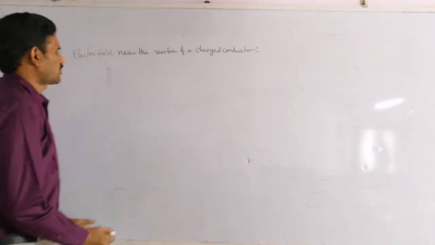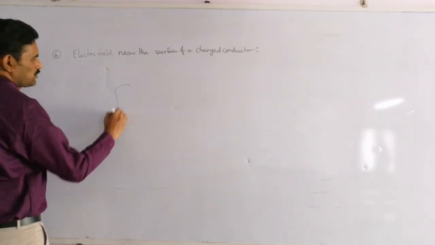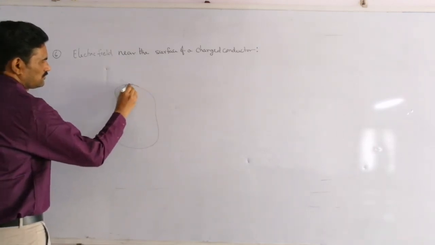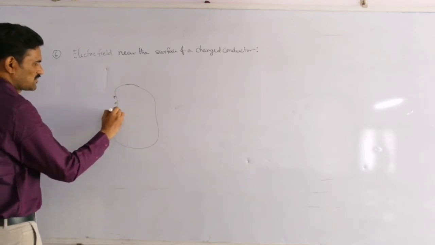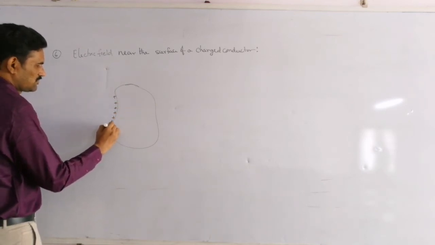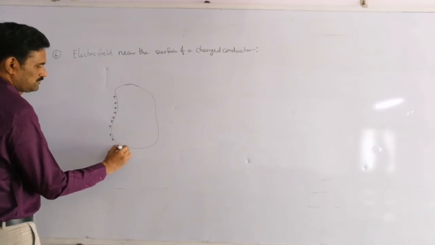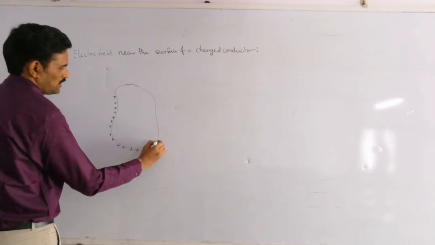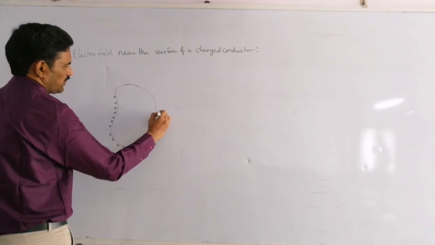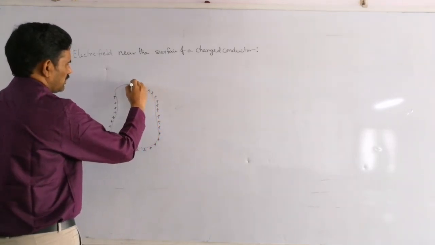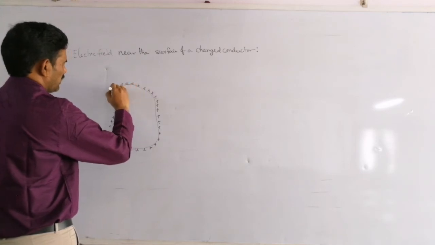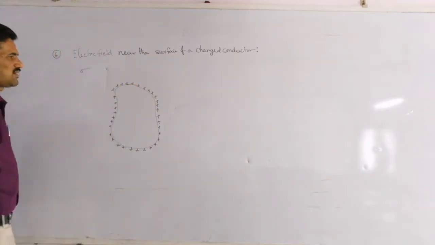So consider the conductor of any shape here. Suppose I am taking a conductor of this shape. It has some positive charge density, surface charge density sigma. So just mention that we consider a conductor of any irregular shape having surface charge density sigma.